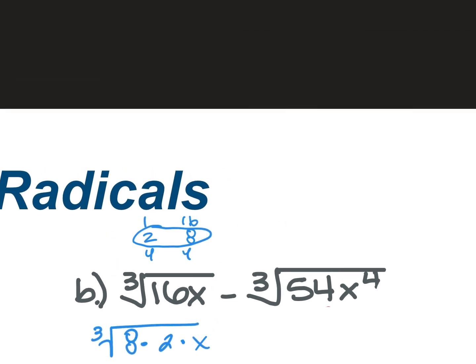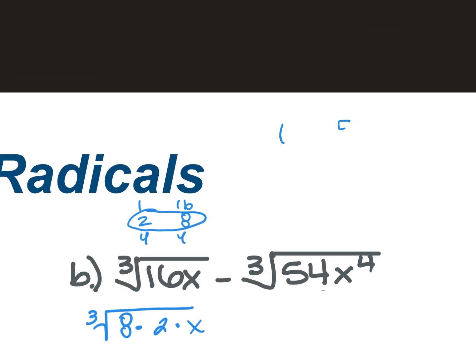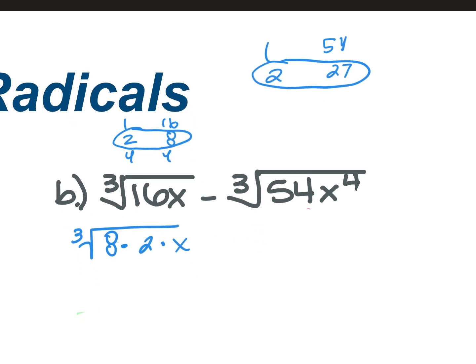Well, let's talk about 54. It's a little bigger, but 1 times 54. 2 times 27. Anybody know anything about 27? What's 3 times 3 times 3? 27. Is 27 a perfect cube? Does it have 2 in it as well? There you go. You just wrote it down. So I have cube root of, we'll say 27 times 2, and then I have 4 x's.